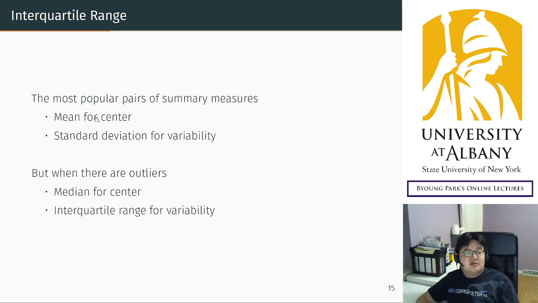And remember, as I said, the most popular pair of summary measures is the mean and the standard deviation. But as I said, when there are extreme outliers, consider using the median and the interquartile range. The mean and the standard deviation are more sensitive to outliers than this pair. So that's what I wanted to say.